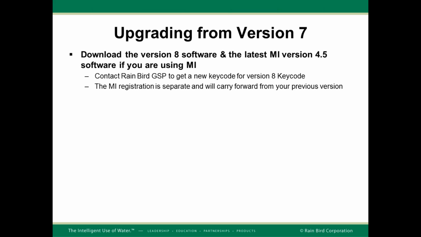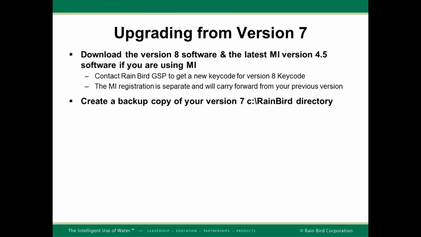Another little comment about MI. If you're on an older version of MI and you upgrade to version 8 and you install version 4.5 MI, you will just uninstall the current version of MI, reinstall version 4.5 of MI, and there should be no need to contact GSP because your registration key codes go with your computer. And so you will already have had those loaded. So that should be a seamless update.